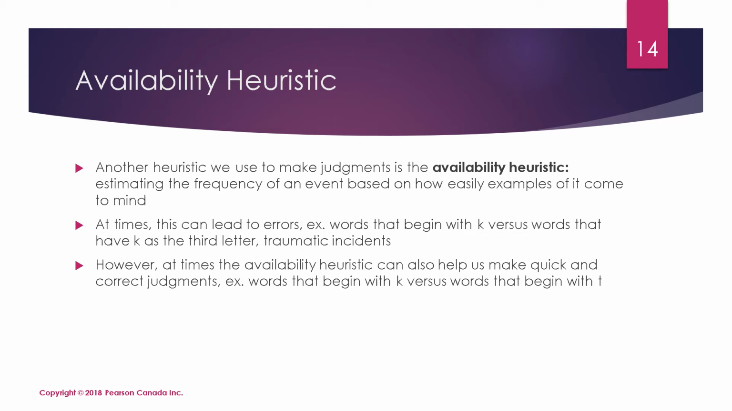And in that instance, you would actually be wrong, because there are more words in the English language that have K as a third letter. But because they're a little harder for us to come up with examples of, we tend to estimate them as less frequent. The same thing can also occur with thinking about natural disasters or traumatic events. A lot of the time people overestimate the chance that they would be involved in, say, a plane crash, or be in a place that has a severe earthquake or a tornado or a hurricane. And typically the reason they're overestimating these probabilities is because it's really easy to think of examples of those things.